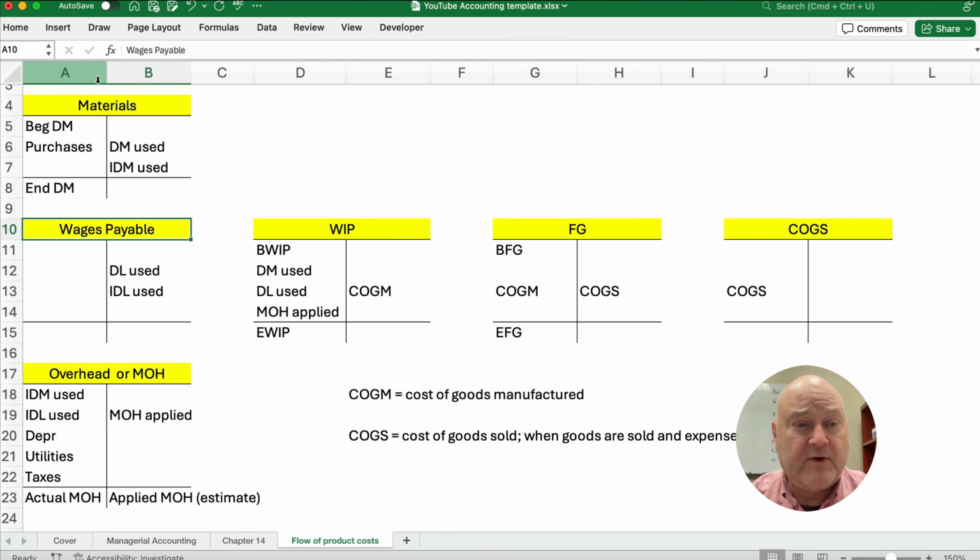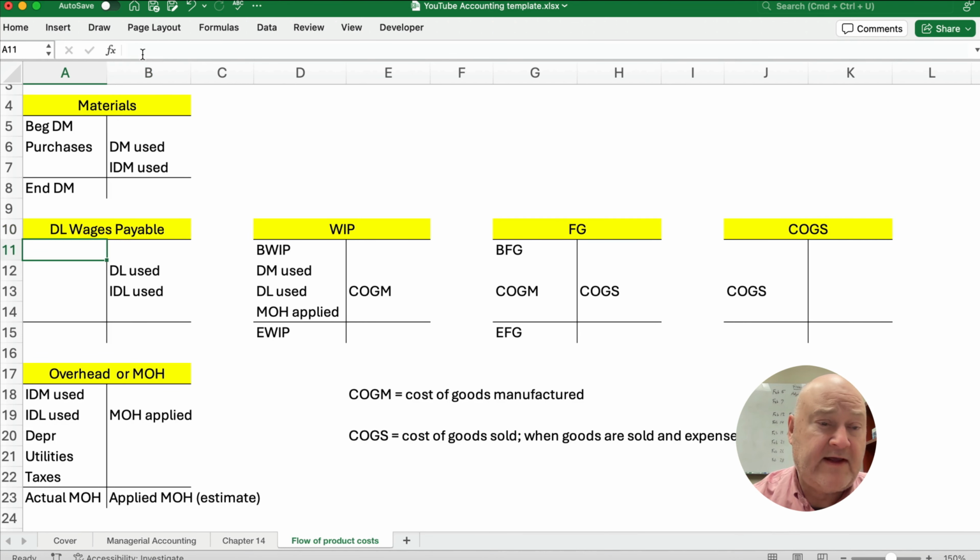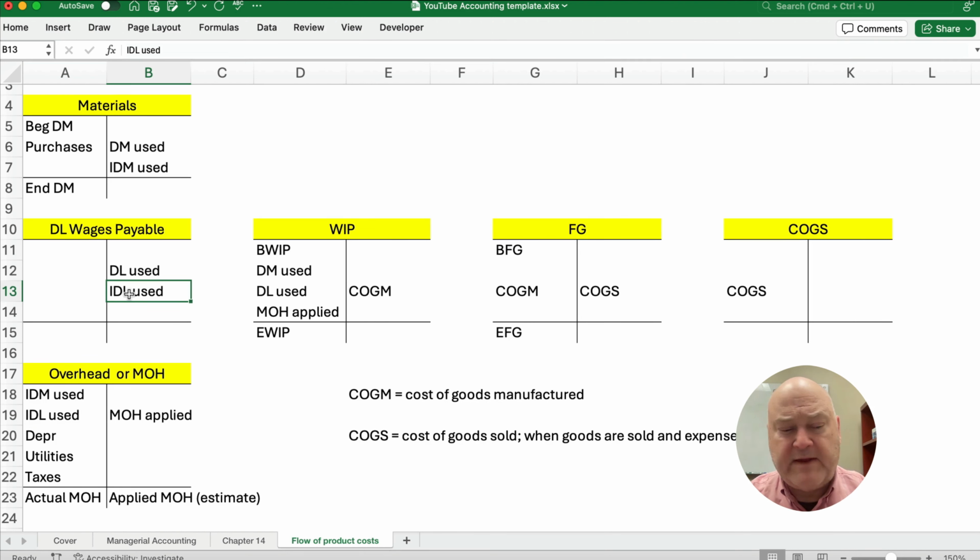Now wages payable, we're going to use, just make it simple, for direct labor, we're going to say this is wages payable. So we have direct labor used that goes into work in process. So these are the people that actually work on the product, and then indirect labor is overhead. So in a factory, we have other people that work in the factory that are not directly related, working on the furniture. Could be security and janitorial and supervisory. All those would be indirect labor. And then we have other things like depreciation, utilities, taxes.